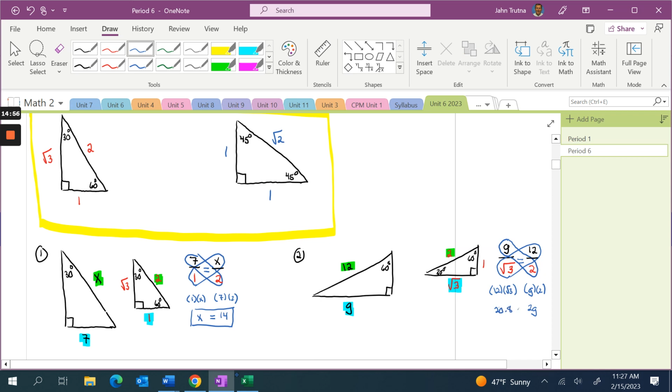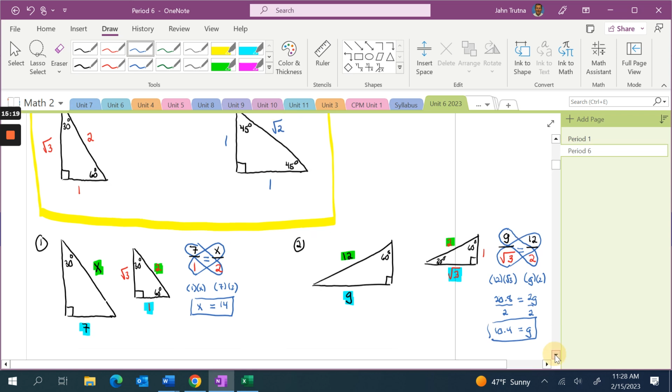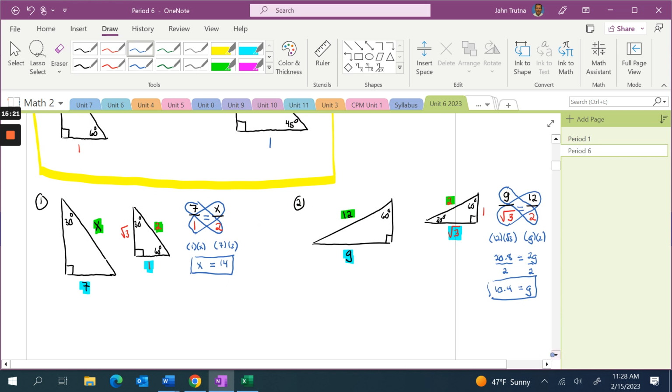Now, my results are equal to each other when I cross multiply, and then I would continue to solve. I would now use algebra to solve, and I would divide both sides by 2. 20.8 divided by 2 is 10.4, and that's what G is going to be equal to. Okay, so in this particular example, the variable, the missing side, which I labeled as G, is going to be equal to 10.4.